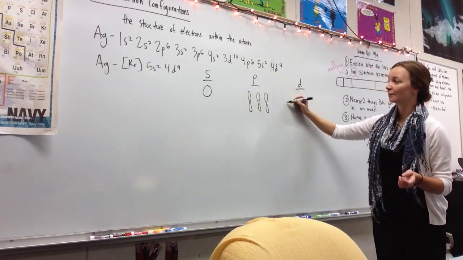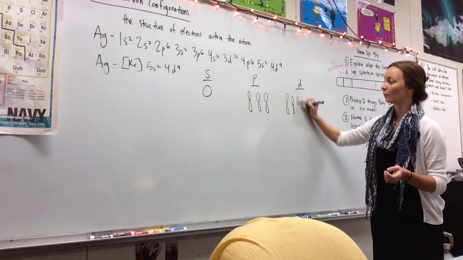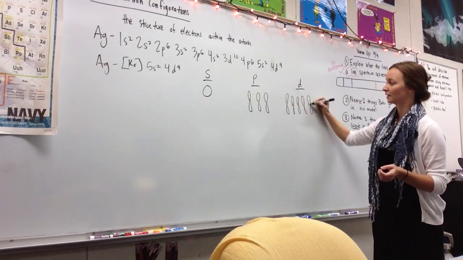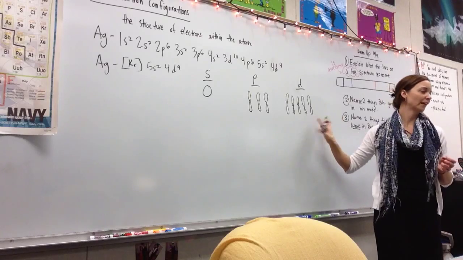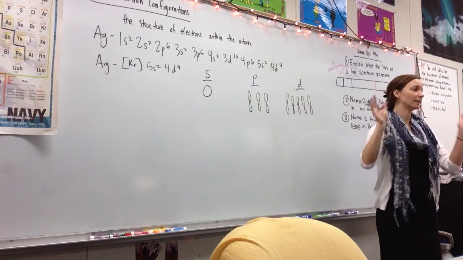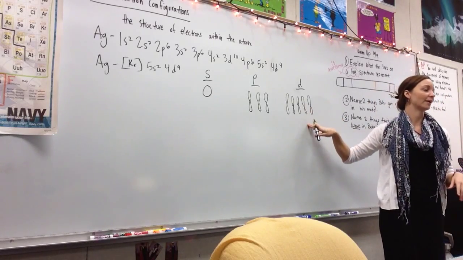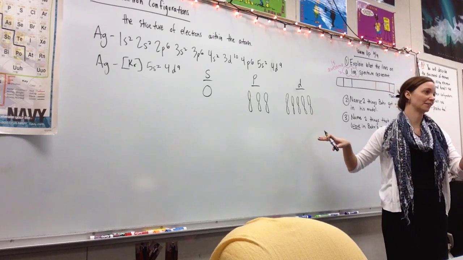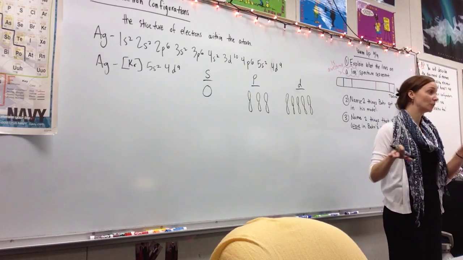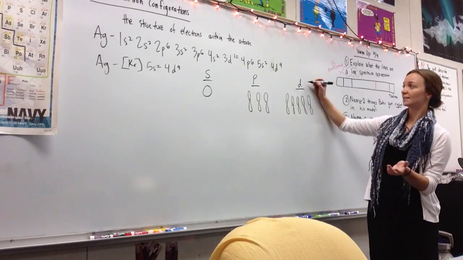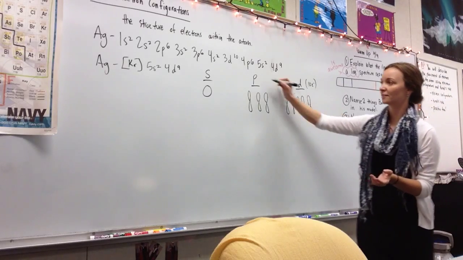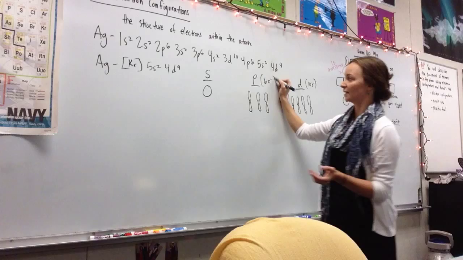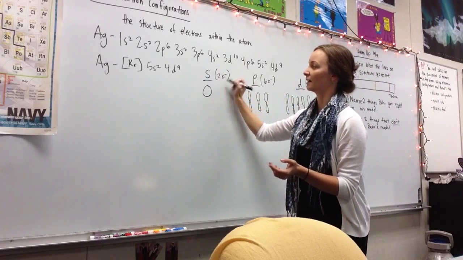The d's are much more complicated and ornate, but just for the sake of explanation, I'm going to call them dumbbells as well. There's 5 suborbitals for the d section. They look more like double orbitals, every single one of them, but just for the sake of explanation, there's 5 of them in the d section. Each can hold 2 electrons, so you can have a total of 10 electrons here.